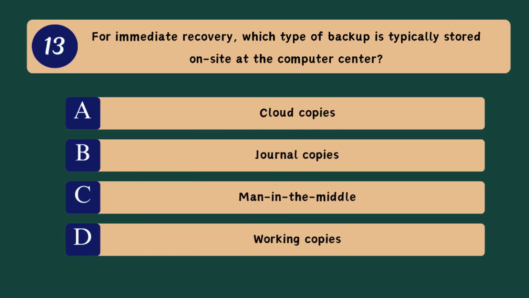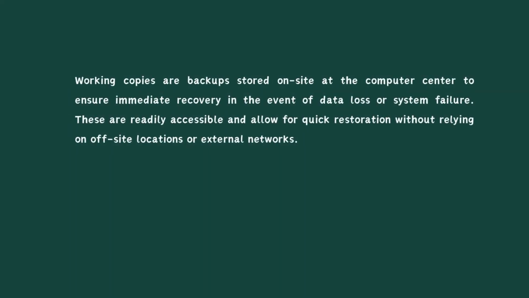Question 13. For immediate recovery, which type of backup is typically stored on-site at the computer center? A. Cloud copies. B. Journal copies. C. Man-in-the-middle. D. Working copies. Correct answer. D. Working copies. Working copies are backups stored on-site at the computer center to ensure immediate recovery in the event of data loss or system failure. These are readily accessible and allow for quick restoration without relying on off-site locations or external networks.